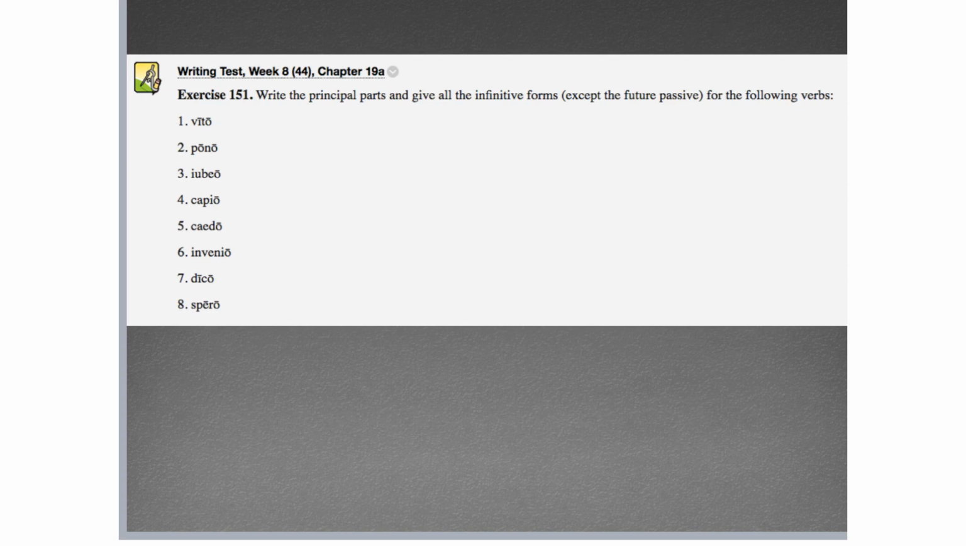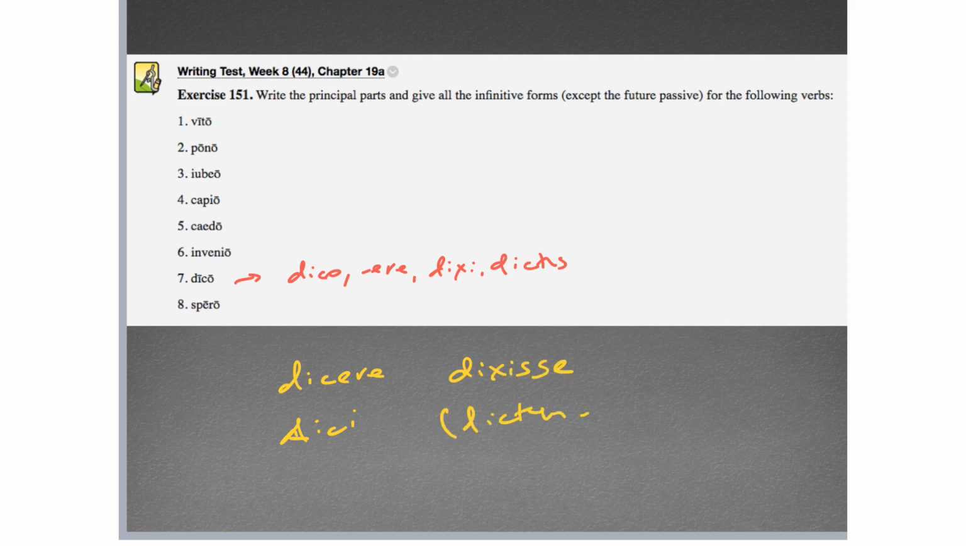And here is the writing. So principal parts, give all the infinitive forms. So same thing that we did in the practice exercise. In fact, it is the same thing, so you've got one done. I'll add another one. So I'll do dico. So dico, dicere, dixi, dictus. And then I'll do the infinitives down below. So dicere. Now dici, because it's a third conjugation verb, and remember that in the present passive, the whole ERE gets replaced by the I. Dixisse. Dictum esse. And then I think I can fit it up here. Dicturum esse.